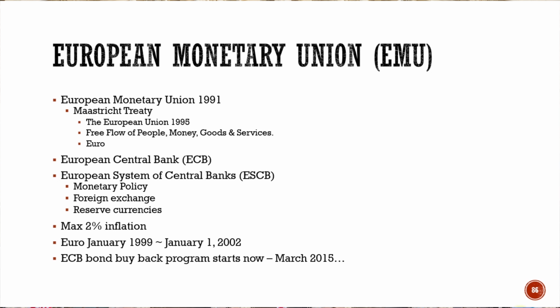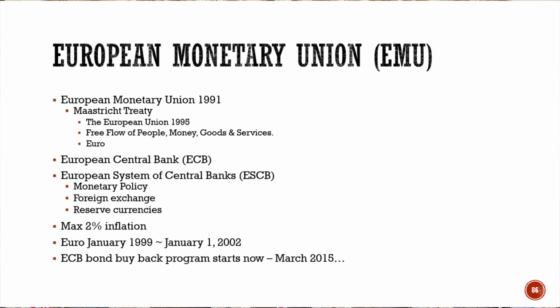It later created the European Central Bank, and required a European system of central banks to get together and create and fund the European Central Bank. The idea is to set somewhat of a joint monetary policy, foreign exchange rates, and reserve currencies. Maximum inflation was 2%. And when the euro finally started to become popular, so did the commitment of nation states to follow its rules.